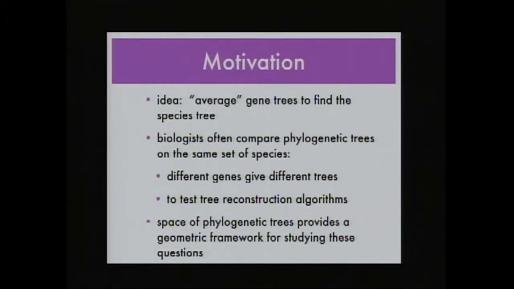is that biologists do need to be able to compare phylogenetic trees. For example, if two different genes have given you two different trees, maybe you want to see how far apart they are. Or if you want to test your tree reconstruction algorithms, you need to be able to check the tree you reconstructed against the tree it should have been. So the space of phylogenetic trees I'm going to introduce provides a framework for hopefully studying and answering some of these questions.